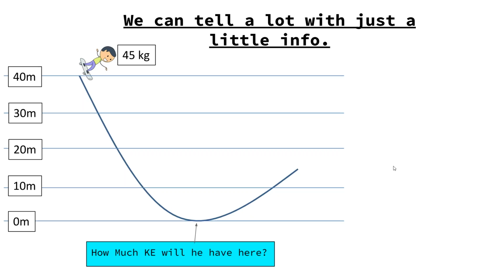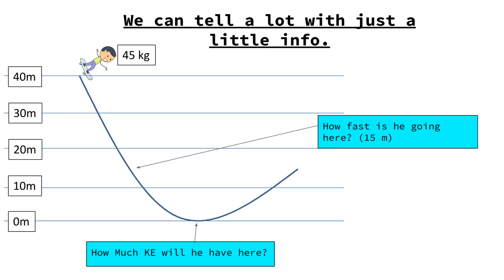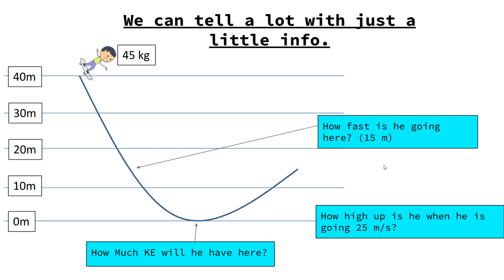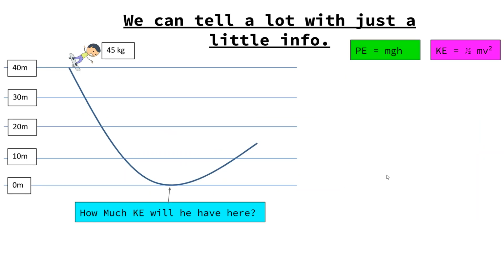We're going to figure out how much kinetic energy he has down at the bottom of the ramp. We're going to figure out how fast he is going at just a random spot. We could do this for any spot. I just picked 15. And finally, we're going to figure out where he is on the ramp when he has 25 meters per second worth of velocity. When he's going that fast, where is he? These are the three things we're going to be able to solve, and then you're going to get some practice at the end. So let's start off with how much kinetic energy he has down at the bottom.